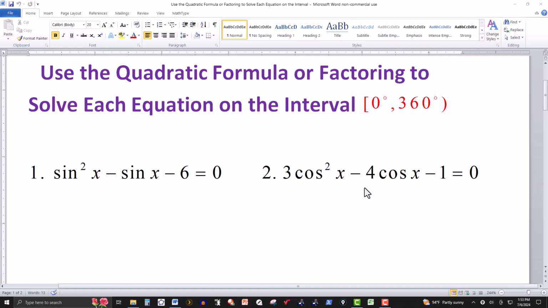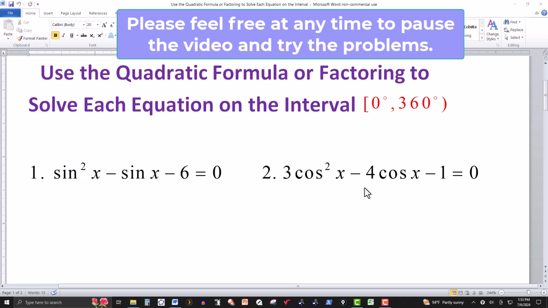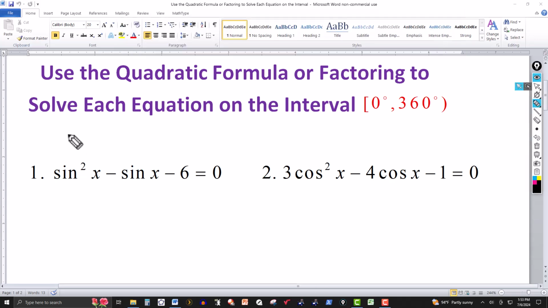In this video we have two trigonometric equations to solve, and we want solutions in the interval from 0 to 360 degrees, including 0 degrees but not 360. Well, we could use a u substitution or any kind of substitution. I could let y equal sine of x.